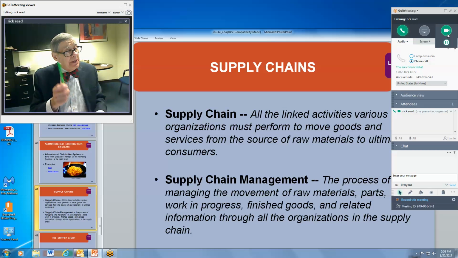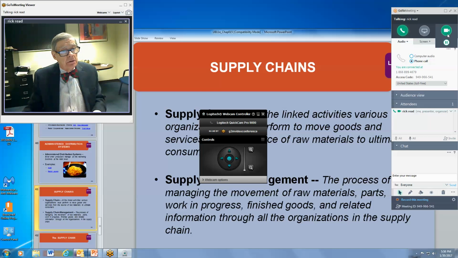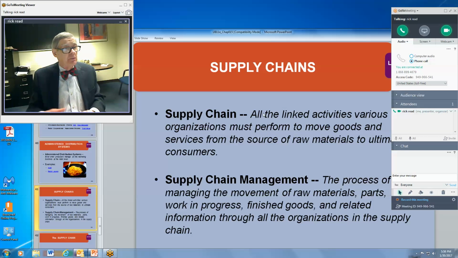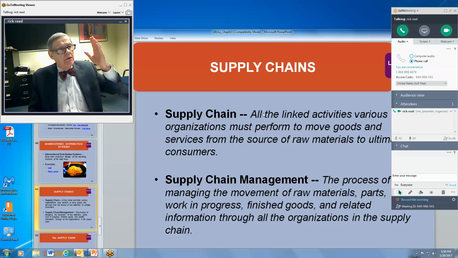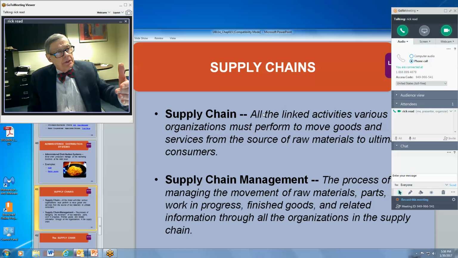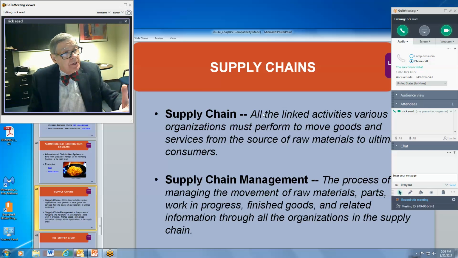This has become a big deal today, and so we have a specialized area of training, if you will, or management called supply chain management. And by the way, there are some colleges and universities that offer degrees in supply chain management. It's managing everything, all the movement, raw materials, parts, and works in progress, et cetera, through the entire supply chains. And this is managing everything that goes through there. So this is the management of the supply chain.